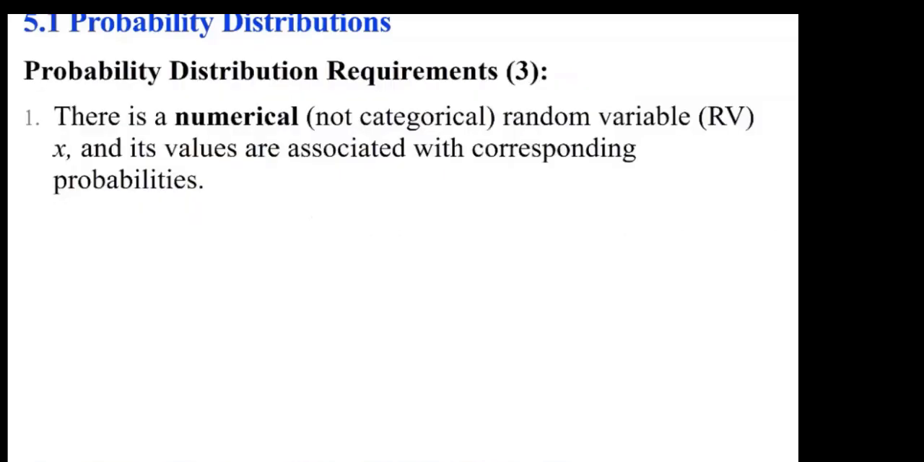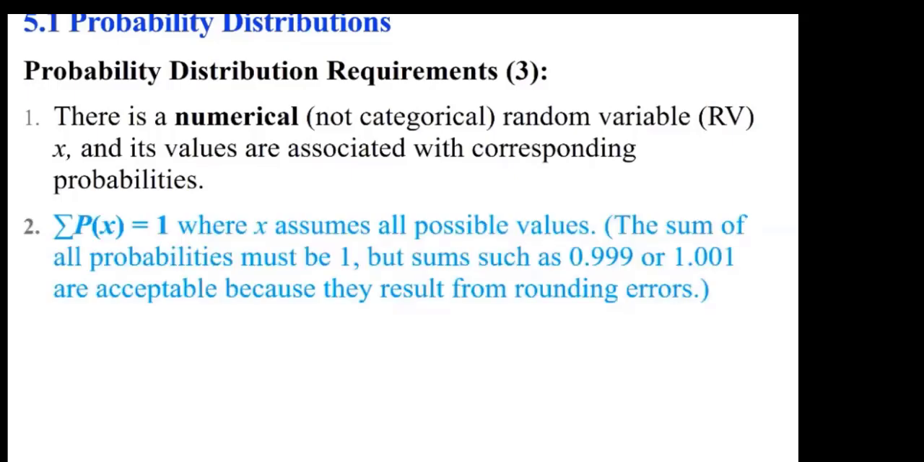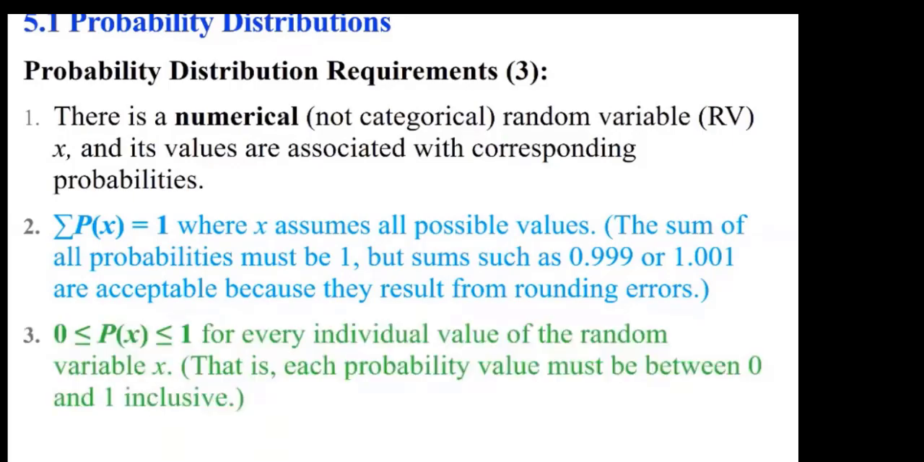So there are three requirements for a probability distribution to work. Number one, there is a numerical, not categorical, random variable X, and its values are associated with corresponding probabilities. The next one, the sum of the probabilities is equal to 1, where X assumes all possible values. The sum of all probabilities must be 1, but some such as 0.999 or 1.001 are acceptable because they result from rounding errors. Finally, the last one. The probability must be between 0 and 1 for every individual value of the random variable X. That is, each probability value must be between 0 and 1 inclusive.